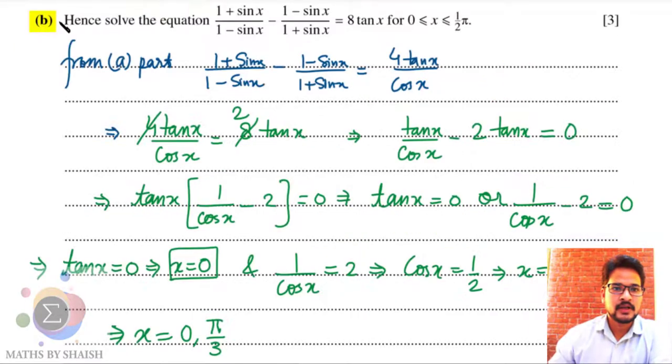Now this is the B part. Hence solve the equation (1 plus sin x) over (1 minus sin x) minus (1 minus sin x) over (1 plus sin x) equals 8 tan x for x between 0 and pi by 2 inclusive.